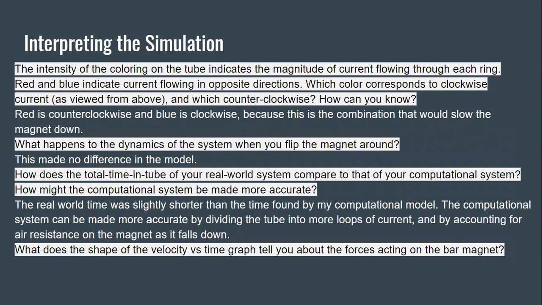So interpreting the simulation, here are some of the questions that I answered. It says the intensity of the coloring on the tube indicates the magnitude of the current flowing through each ring. Red and blue indicates current flowing in the opposite direction. Which color corresponds to clockwise current and which counterclockwise, and how can you know? So red is counterclockwise and blue is clockwise because this is the combination that would slow the magnet down.